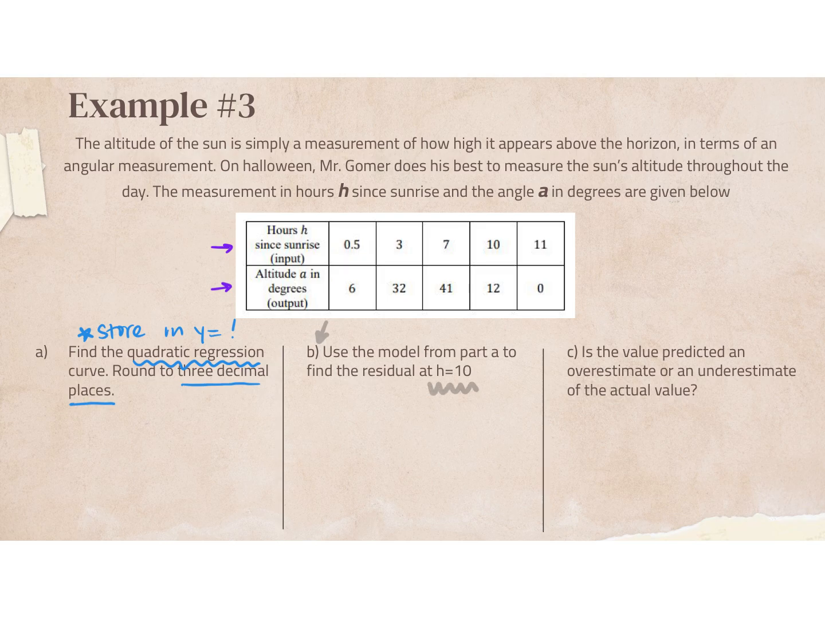In part B, we're going to use the model, again using the stored non-rounded equation, to calculate the residual at an input of 10. So not looking at the table, but rather using our equation that we made. And then in part C, we're going to analyze that prediction. Is that prediction an overestimate or an underestimate of the actual value? And we're going to need some sort of calculation to support that. I'd like you to pause the video and give these 3 a try, see what you come up with, see what questions you have.